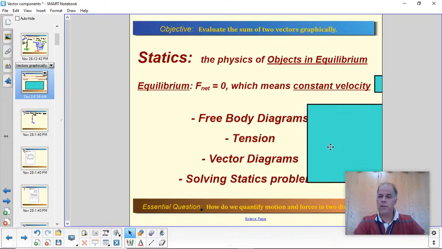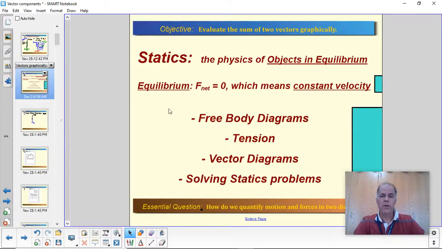Okay, so the broad topics we're going to cover here: we're going to do a very, very quick review of free body diagrams and a quick review of what tension is, what kind of force that is, and how it appears. And then we're going to start using vector diagrams to solve problems in statics today. Okay, so let's start off.